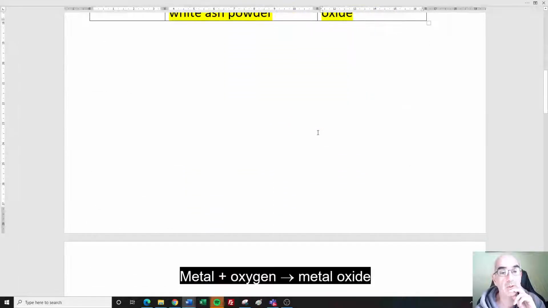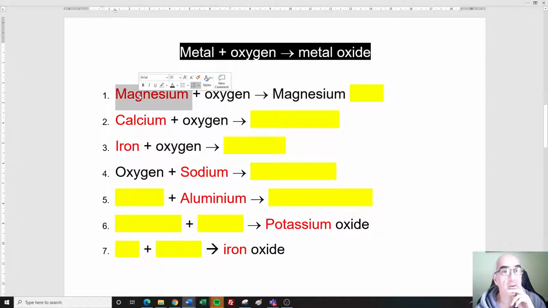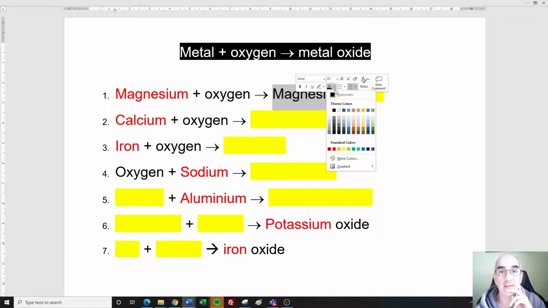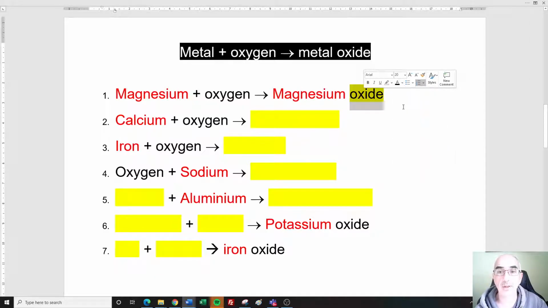So if we just very quickly look at some word equations. I've coloured the magnesium in red to show it's a metal. That's the metal, and it's reacting with oxygen. When it reacts with that, it just simply becomes metal oxide. That's what we call a metal oxide. You've got magnesium and oxygen makes magnesium oxide, and it's the same for all of these.